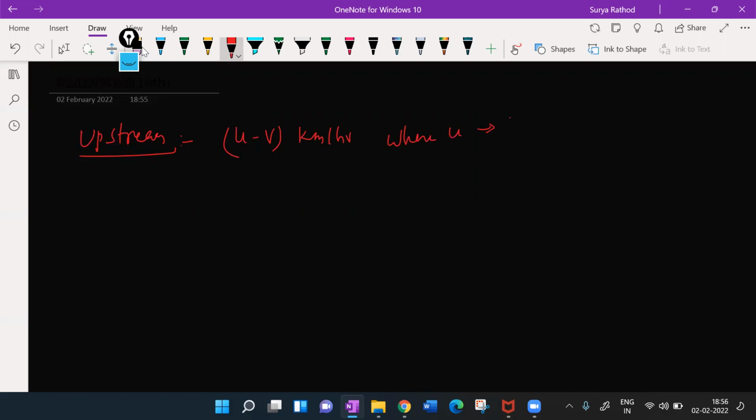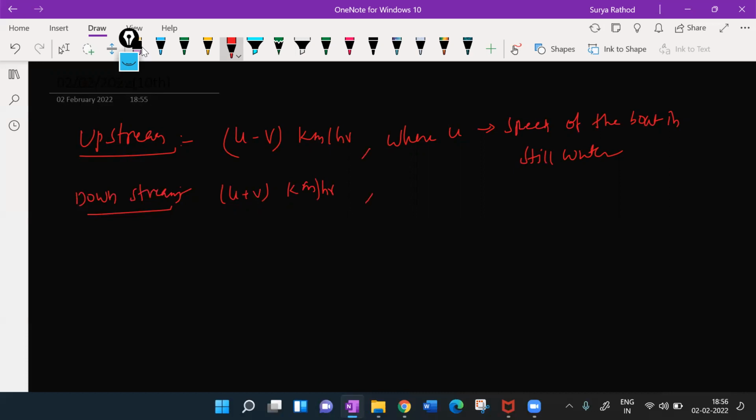Okay, speed of the boat in still water. So U plus V is the downstream formula. Downstream, I'm writing roughly, guys, try to understand. U plus V, downstream, whenever we are going down, it will be fast, right? So plus, kilometer per hour. Same thing.